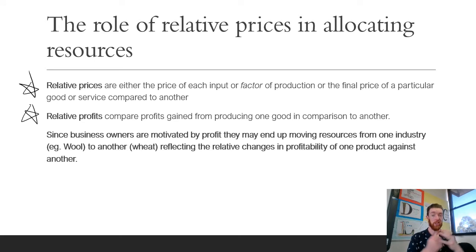You can see this just in general production all the time. Like you see products in the supermarkets being discontinued. Why are they being discontinued?